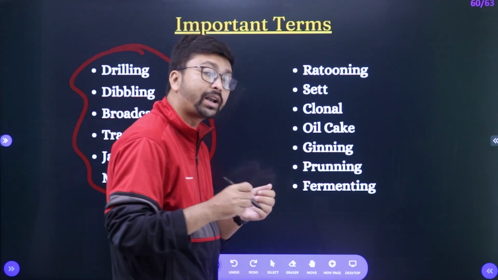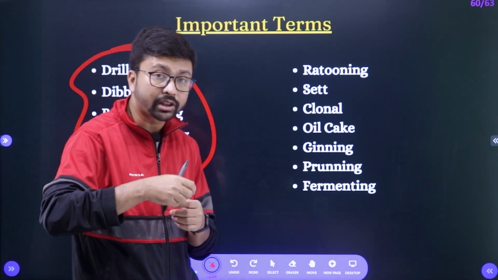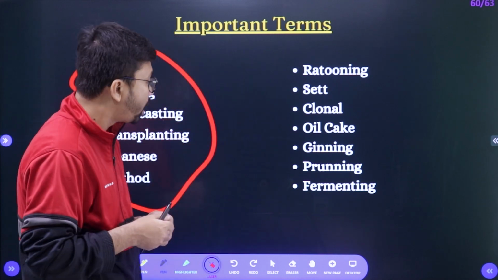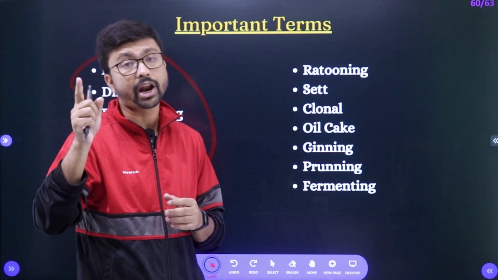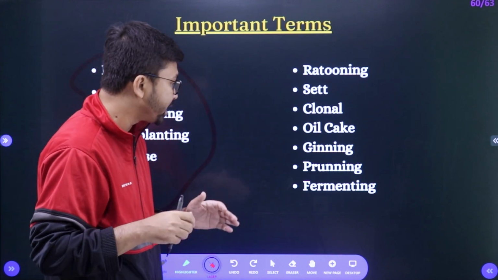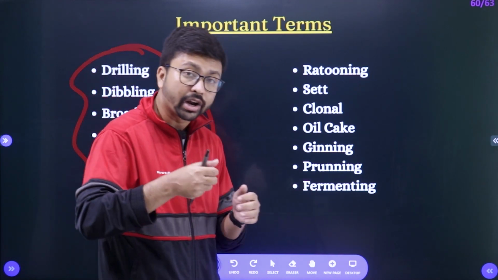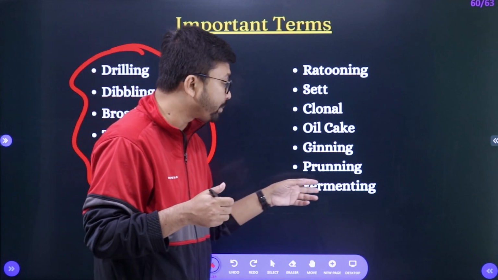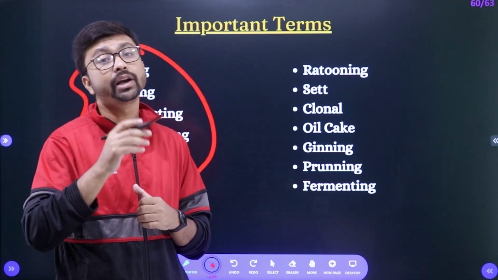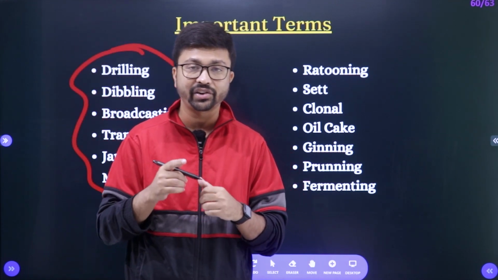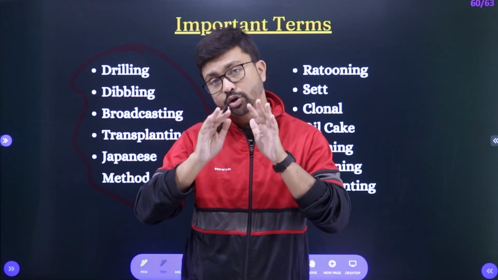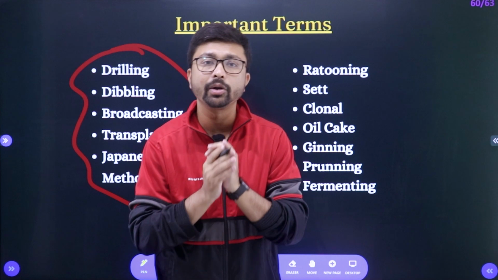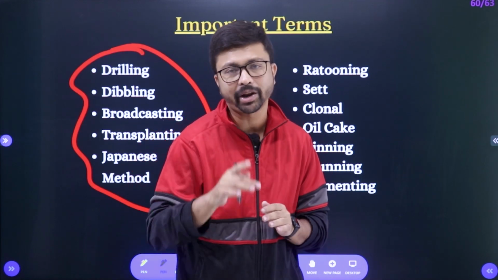Ginning is done in cotton cultivation, right? It is the processing to take out the cotton. Next, pruning, which is there in tea and coffee cultivation, right? Clearing the agricultural land or taking out the dry leaves. Next one, fermenting, that is a part of tea cultivation, tea processing, right? Those are the important terms you need to know. Once you do all those things, you will be ready to get 10 out of 10 in your board exam.